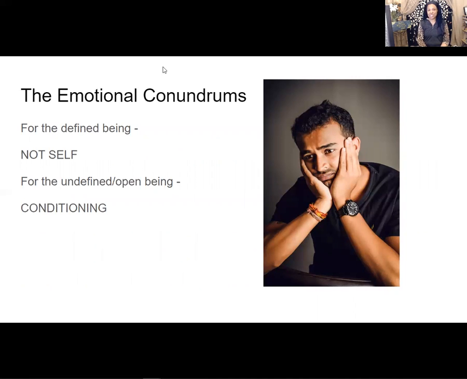So each different type of person is going to have conundrums, right? We all are naturally designed to have these challenges that we're here to overcome. And emotional conundrums are probably at the top of the list, right? So for the defined being, it's about the not self. It's about not being aligned with your truth. It's about not being aligned with your strategy and your authority.